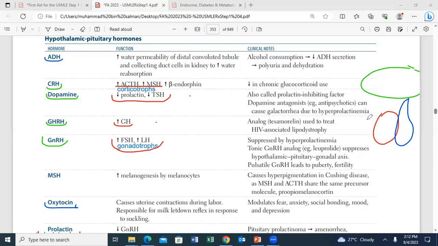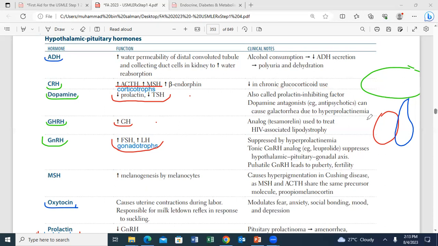Only dopamine inhibits. All right. The corticotrophin releasing hormone stimulates ACTH and MSH. Corticotrophin releasing hormone is decreased when a patient is using chronic glucocorticoid, and that is very simple to understand. Glucocorticoids are basically cortisol. They are similar to cortisol.